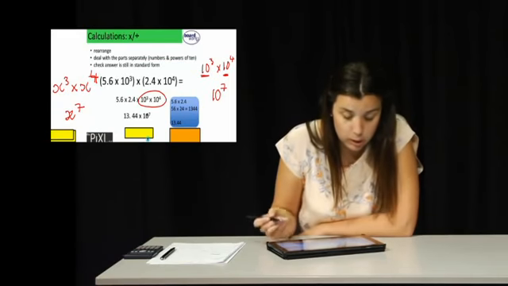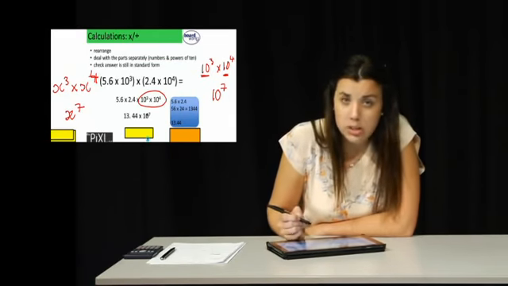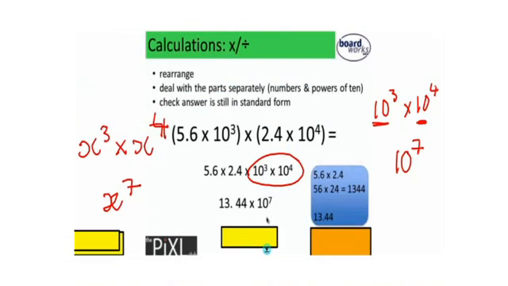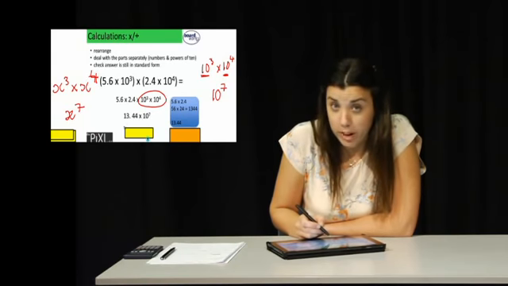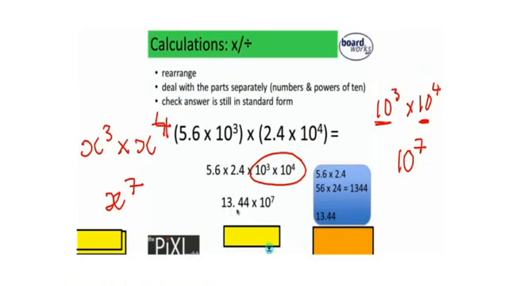Looks like standard form, but check your answer is still in standard form. Let's have a look at this. 13.44 times 10 to the 7. Yeah, our first number there is bigger than 10. So we're going to have to change this number back to a number between 1 and 10. So what we're looking at then is 1.344 times 10 to the power 8. So really important, that last step, that you're checking that your number is in standard form.